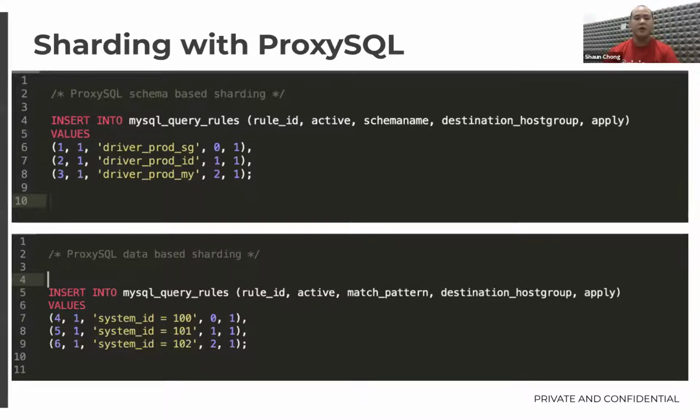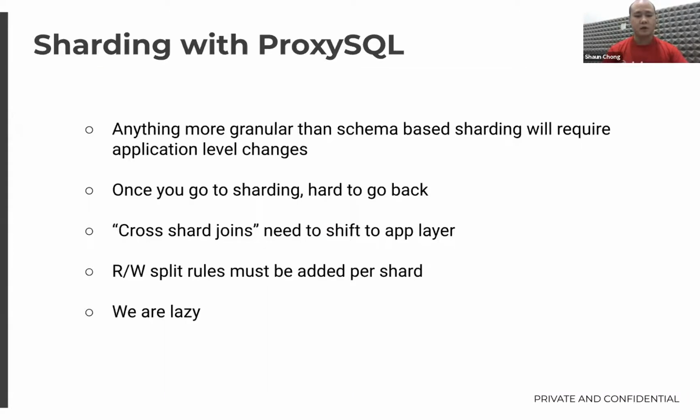So just a bit of context, NinjaVan, we operate in 6 countries. So every single country we operate in has a system ID. So we can push Singapore data to one shard, Malaysian data, Indonesian data to other shards. So it's pretty configurable. But there are some drawbacks, of course.